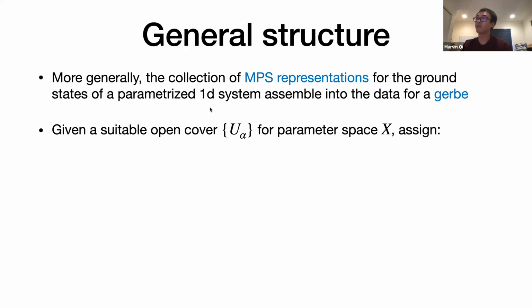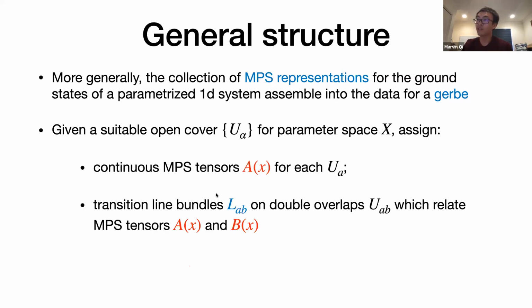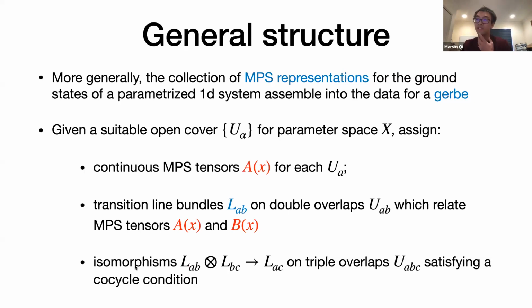Essentially, given a suitable open cover for our parameter space, we can assign a bunch of MPS tensors, which represent the ground state for each open set. Moreover, we can associate line bundles on these double overlaps, which relate the MPS tensors A and B. Before, for the 0-dimensional case, we had transition functions, that was the e^{iφ}. Now we have these transition line bundles. Furthermore, something I didn't talk about is that you also have to associate isomorphisms, which tell you how to compose the different transitions. These isomorphisms satisfy a cocycle condition.